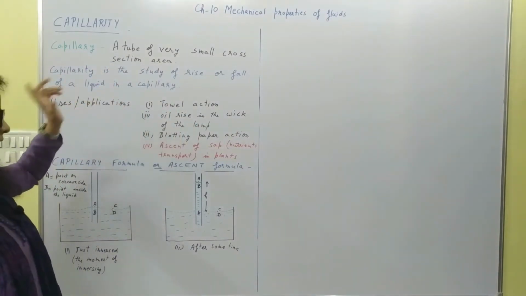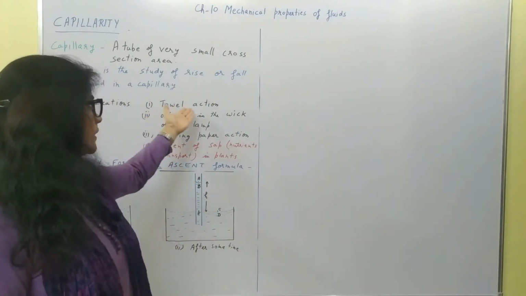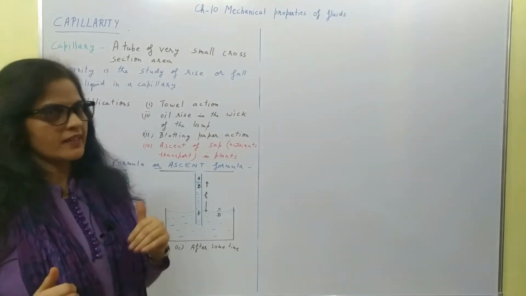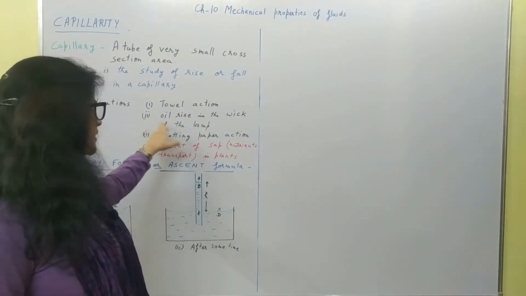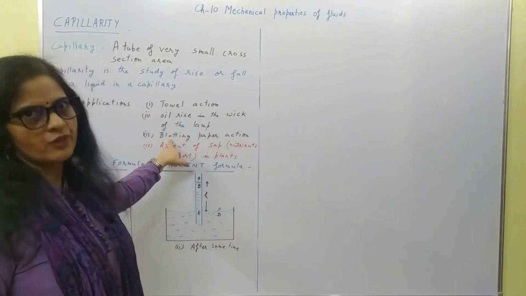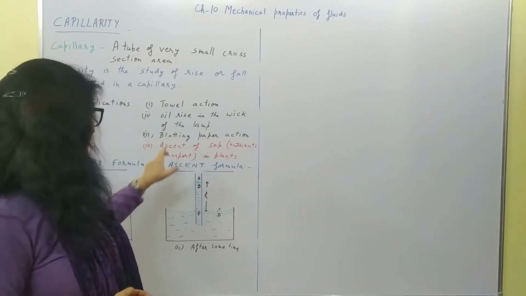Now we have some applications. We always use towel. Towel works on this capillary action. The small pores in the towel act as capillaries. Oil rises in the wick of the lamp due to the capillary action only. Blotting paper also works on this. The very small pores in the blotting paper act as capillaries.